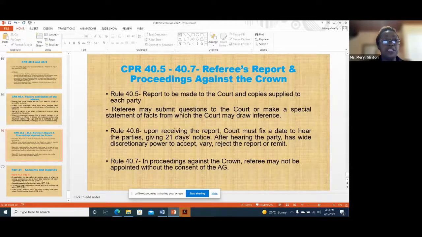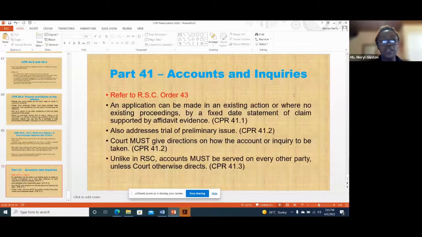And lastly, in proceedings against the Crown, the referee may not be appointed without the consent of the Attorney General. That is the end of part 40, if anyone has any questions.